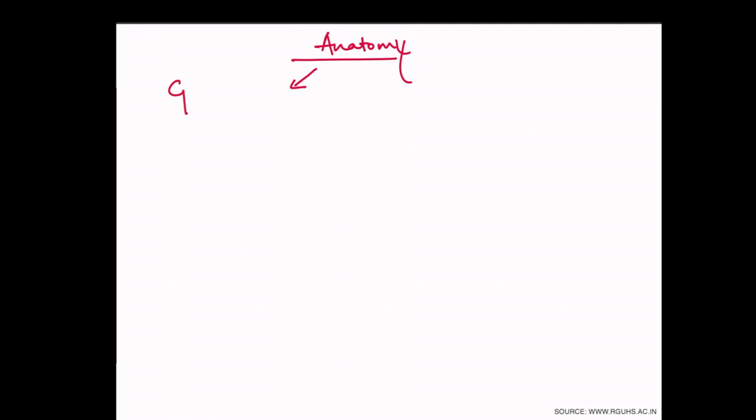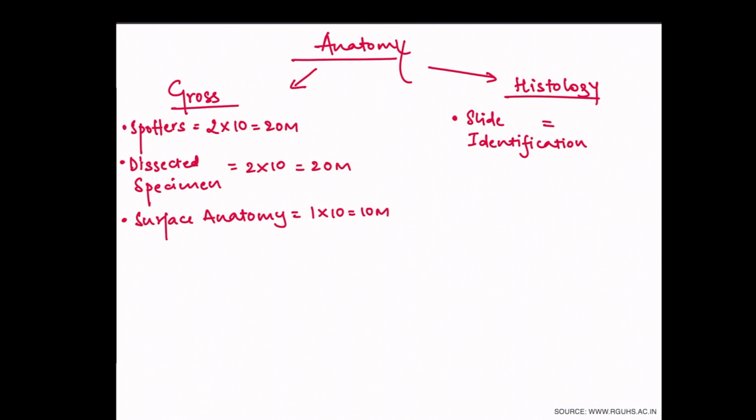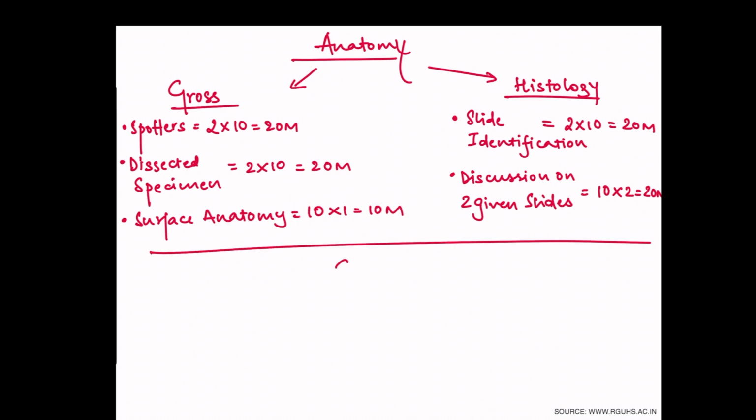So coming to your anatomy practicals, it will be divided into gross anatomy and histology. Gross anatomy will have 3 parts, that is spotters, discussion on dissected specimen and discussion of surface anatomy. Histology will be divided into 2 parts, first being your slide identification and second being discussion on a given slide. That is, there will be questions asked about the slide given to you and you are required to answer them. Theory viva and practical viva will be 10 marks each.